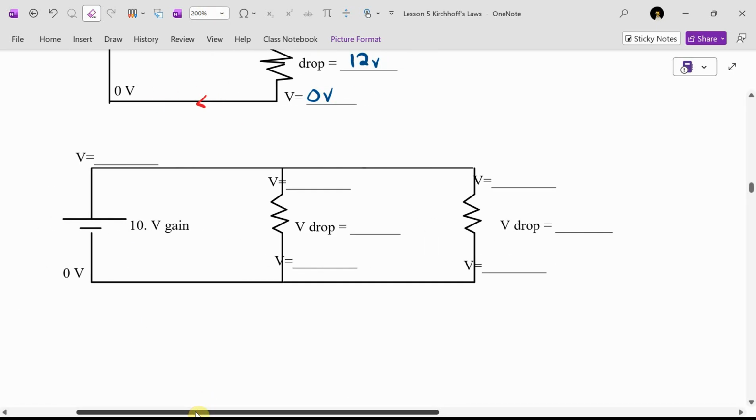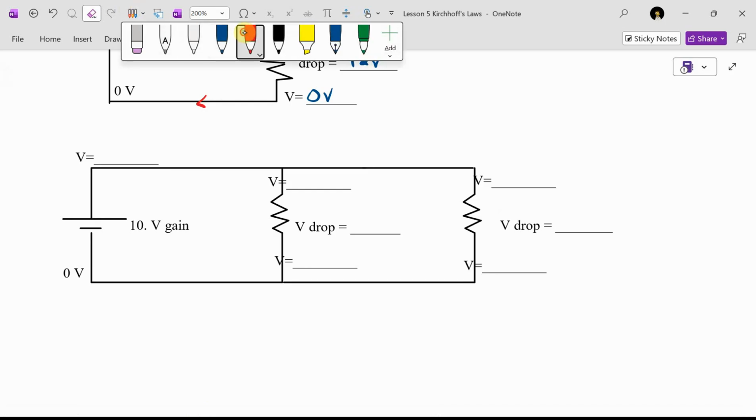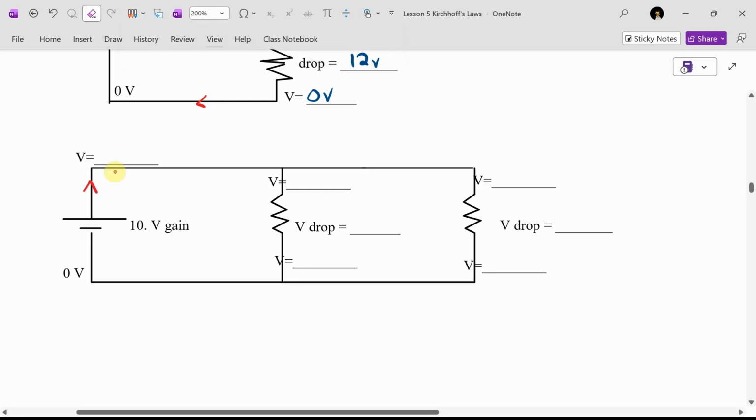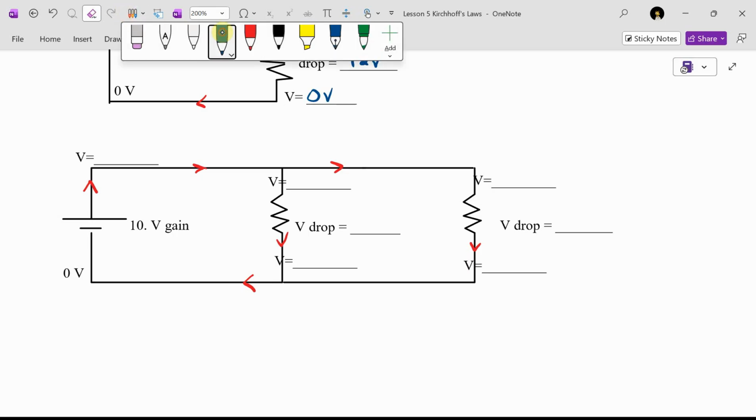First thing I'm going to do, Ronan, is label downhill. Everybody find the battery, label downhill. Downhill, downhill. To the right is downhill along the top, and downhill is to the left along the bottom. Ronan, how many volts am I gaining from the battery? So how many volts high are the charges right here?